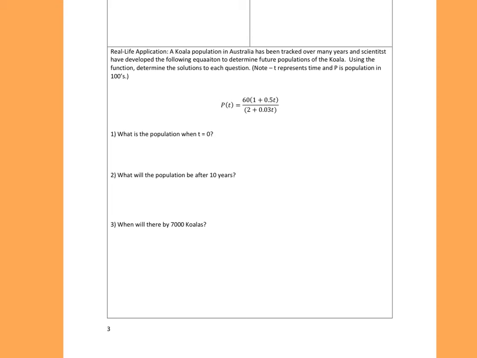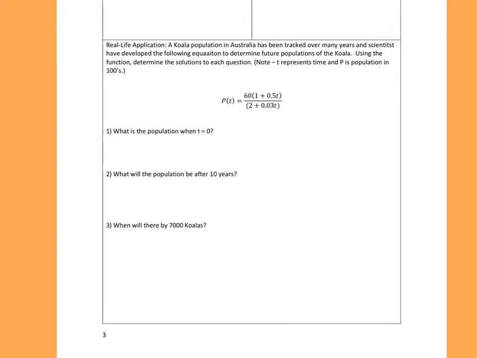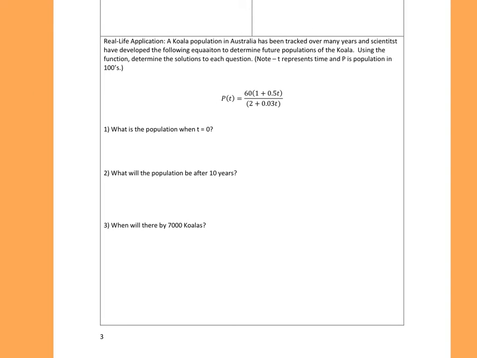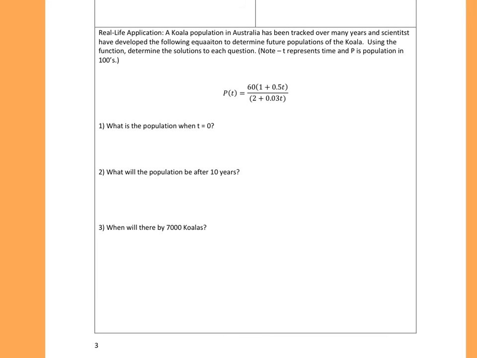A koala population in Australia has been tracked over many years, and scientists have developed the following equation, which is spelled wrong, to determine future populations of the koala. Using the function, determine the solutions to each question. Note in parentheses, it says, T represents time. That's probably important. P is population in 100s. What does that mean? Population in 100s.